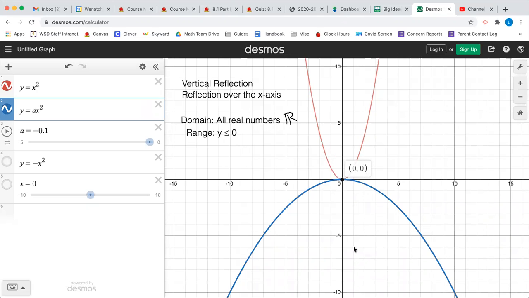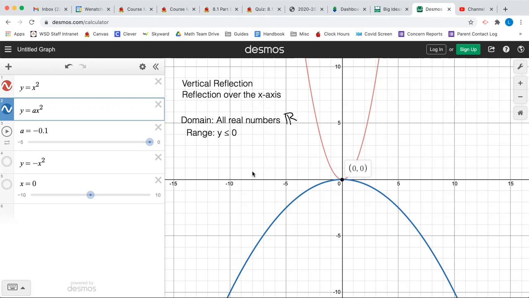So now we have a maximum value at our vertex. So our range is going to be y is now less than or equal to 0. The or equal to is, of course, because our vertex is included. So it's always going to be or equal to. It's just a matter of, will it be greater than or equal to when our a is bigger than 0, or less than or equal to when our a is less than 0.